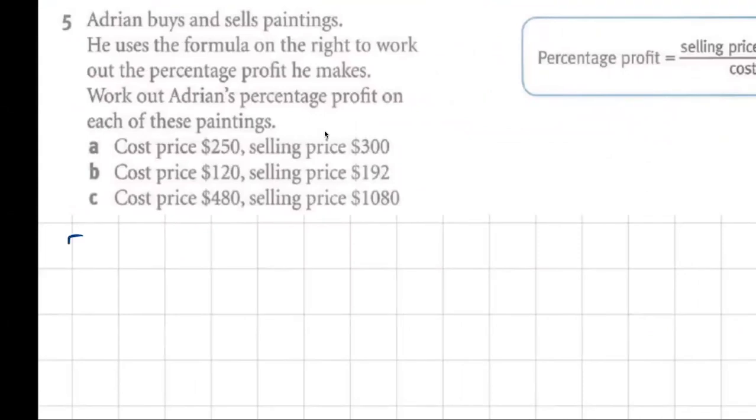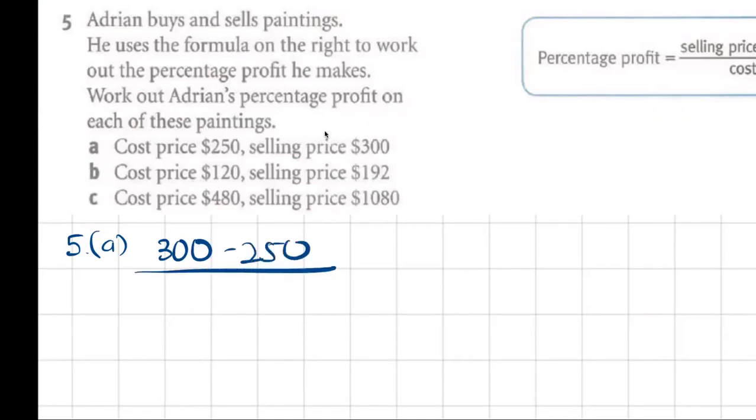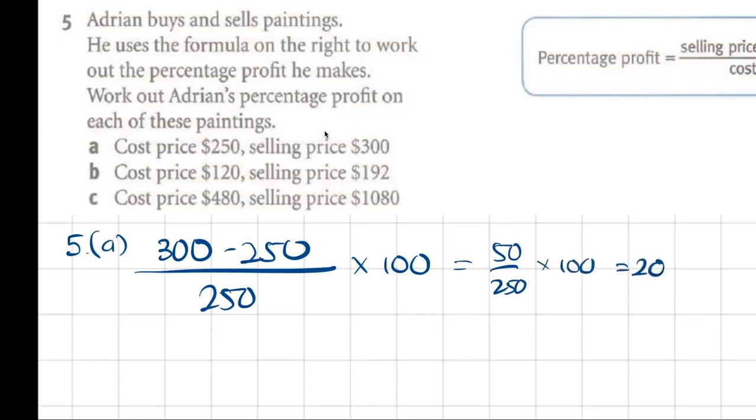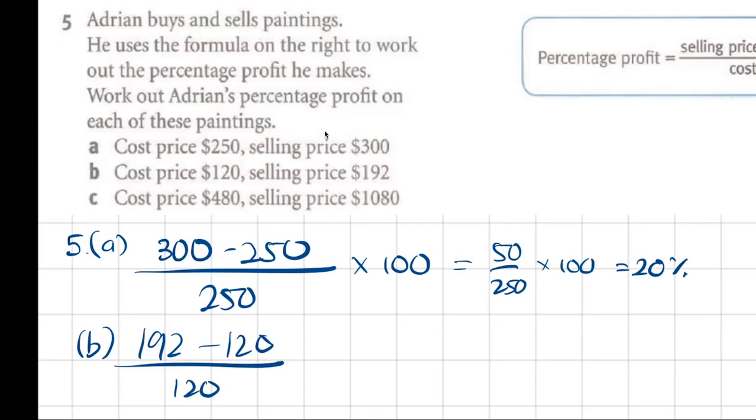Let's look at A. Selling price minus cost price over cost price multiplied by 100. B. Selling price minus cost price over cost price multiplied by 100.